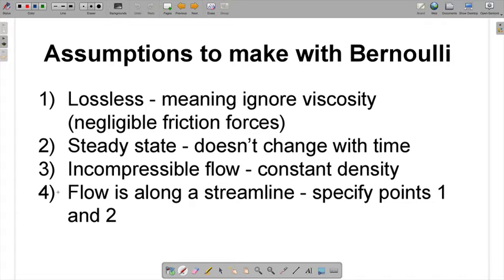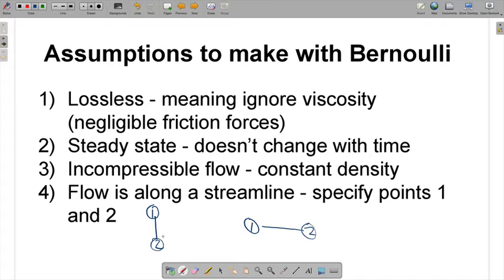The density stays the same, right? And lastly, your flow is going to be along a streamline. In most problems that I personally have seen, it's usually a straight line. I think there's a few examples where it can be curved, but most problems tend to have a straight line. So you have your point 1 somewhere up here and point 2 down here, or if point 1 is right here, maybe point 2 is like that. So it's a straight line, basically, connecting the two.